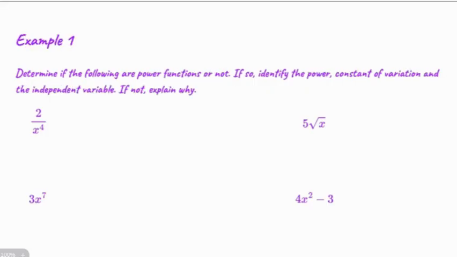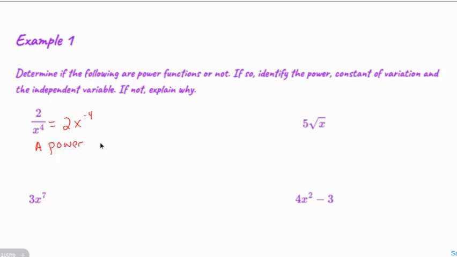All right, so today we're shifting our attention from polynomials to power functions. And with power functions, we merely need to adjust our thinking from "does it have a whole number exponent" to "does it just have an exponent," specifically a number in the exponent. So 2 over x to the fourth can be rewritten as 2x to the negative fourth, just using properties of exponents. So this is a power function.